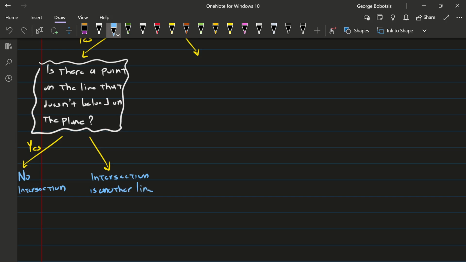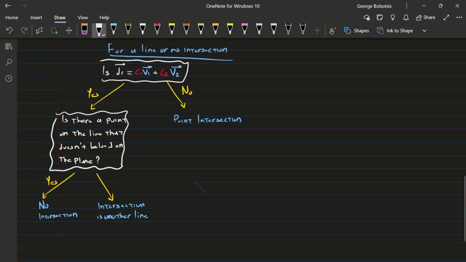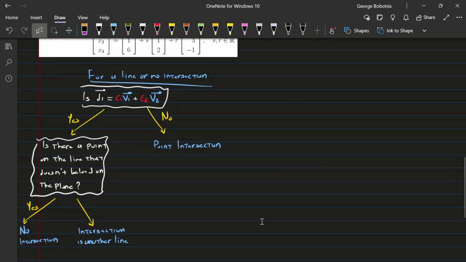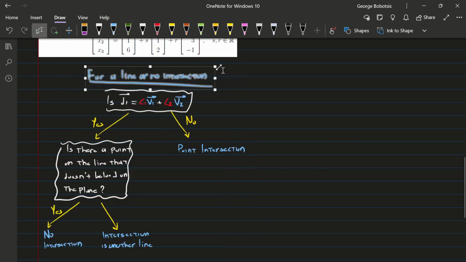Beautiful. And if you're in this scenario over here, where you didn't find that D1 is a linear combination of the others, you get a point intersection instantly. And that's how this flowchart goes. It's really useful stuff. I wish they told you this kind of stuff in class. There you go. Very nice way of telling what kind of scenario you have here just by using your logic. I didn't do anything crazy.